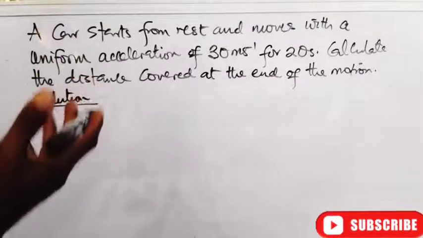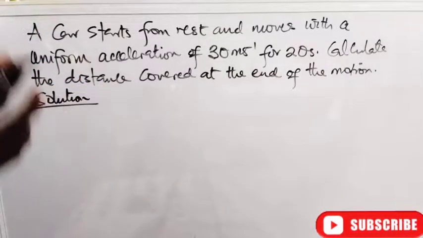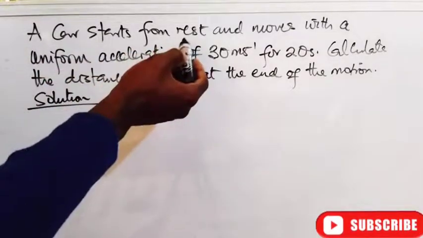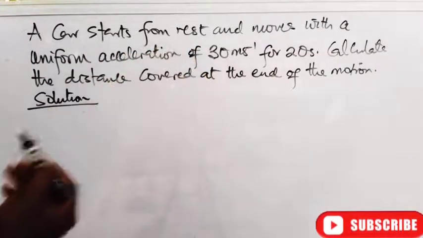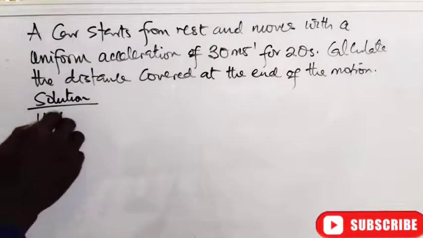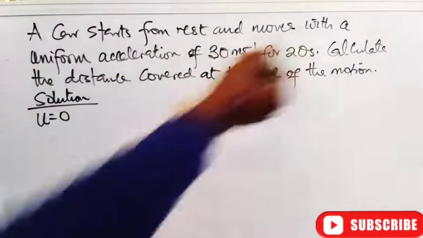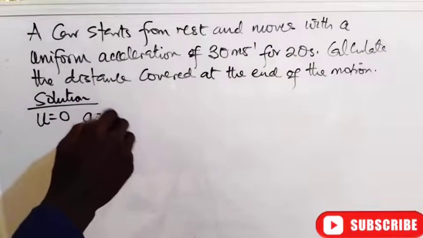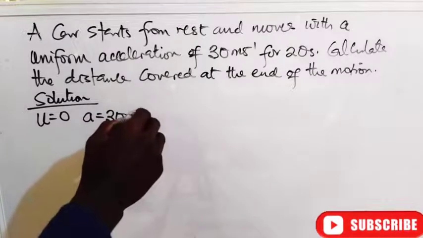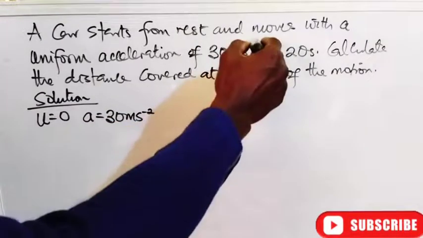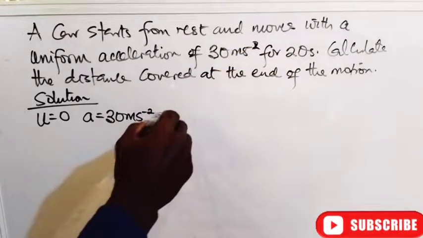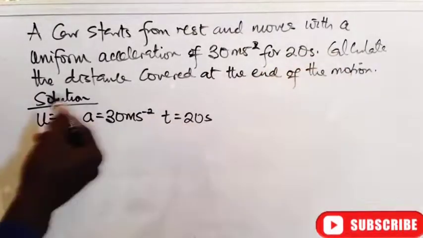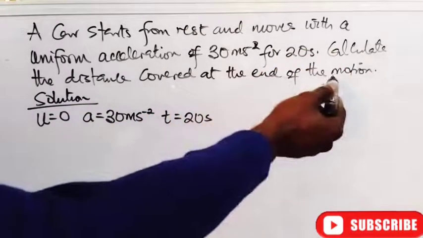Solution. First of all, you write out every parameter given. We were told that the car starts from rest, and when an object starts from rest, it means that the initial velocity u equals 0, and it moves with a uniform acceleration, that is a equals 30 meters per second squared. Now for the time, t equals 20 seconds. Now calculate the distance covered at the end of the motion.